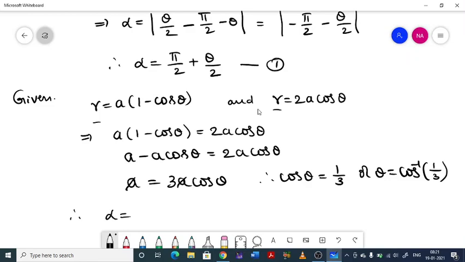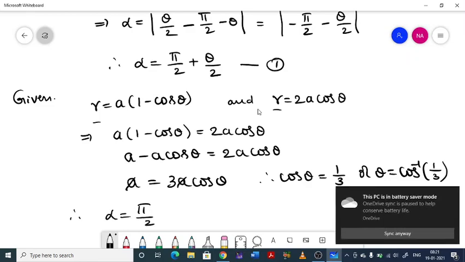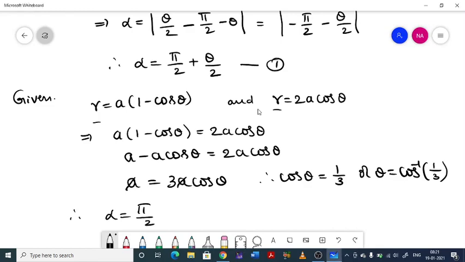Therefore alpha equal to pi by 2 plus 1 by 2 into cos inverse of 1 by 3. That completes the solution.